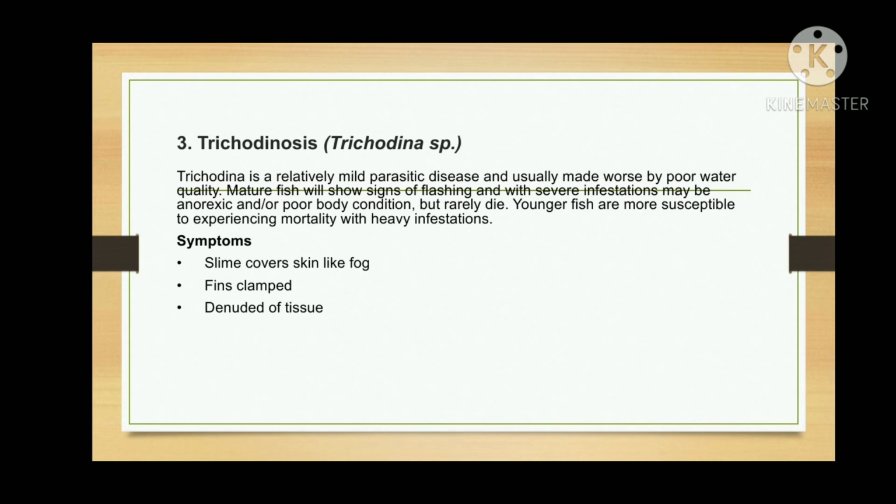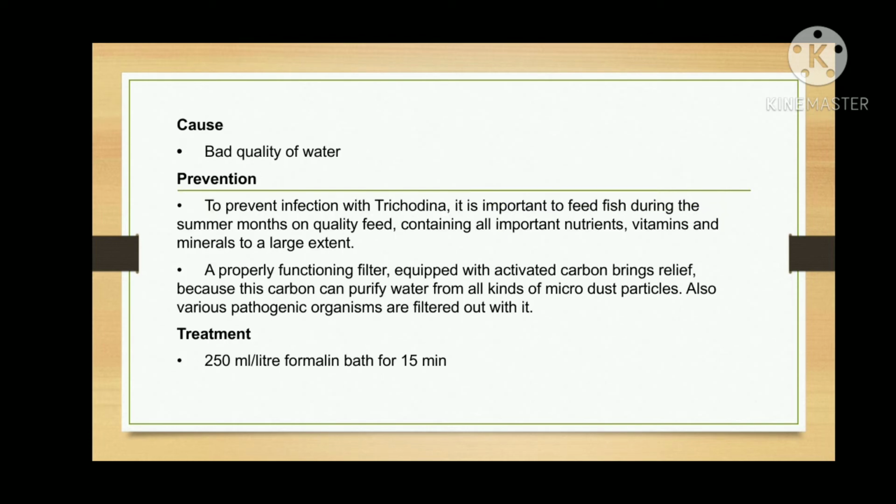Trichodinosis. Trichodina is a relatively mild parasitic disease and usually made worse by poor water quality. Mature fish will show signs of flashing and with severe infestations, may be anorexic and or in poor body condition but rarely die. Younger fish are more susceptible to experiencing mortality with heavy infestations. Symptoms: slime-covered skin like fog, fins clump, denuded of tissue. Cause: bad quality of water.